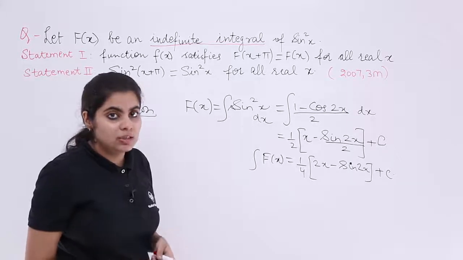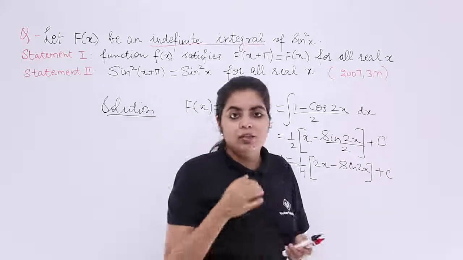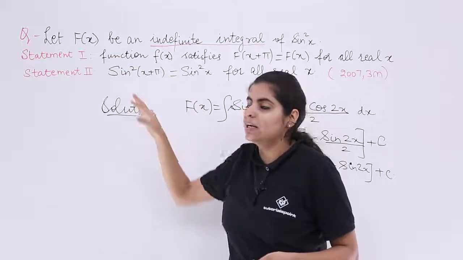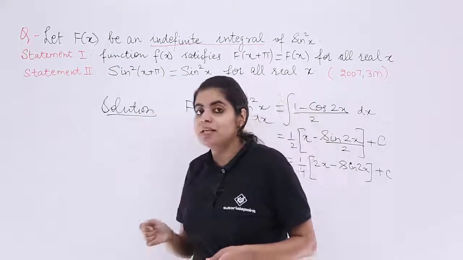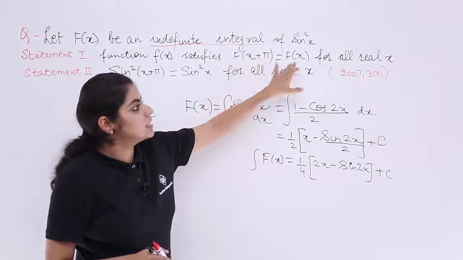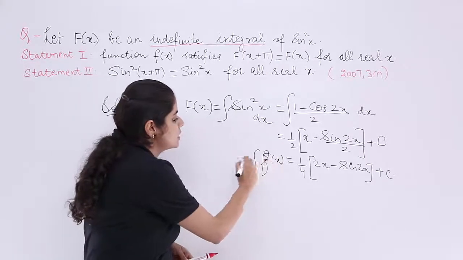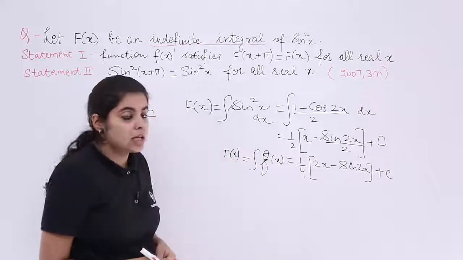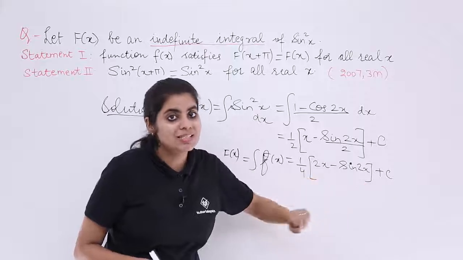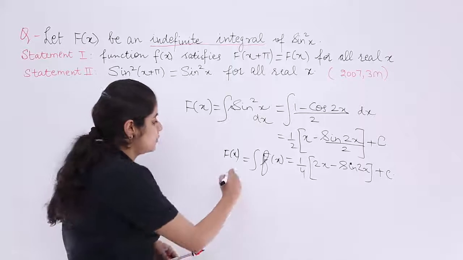Now why are we doing all this? We are doing everything because we need to consider the 2 statements. The first statement says that the function f(x), small f or capital F does not matter, satisfies one thing. And what is given to me? It satisfies F(x plus pi) is equal to F(x). Now this is the integration of f(x), which is capital F(x). We can say that if F(x) is equal to 1 upon 4 times (2x minus sine 2x) plus c, what is F(x plus pi)?